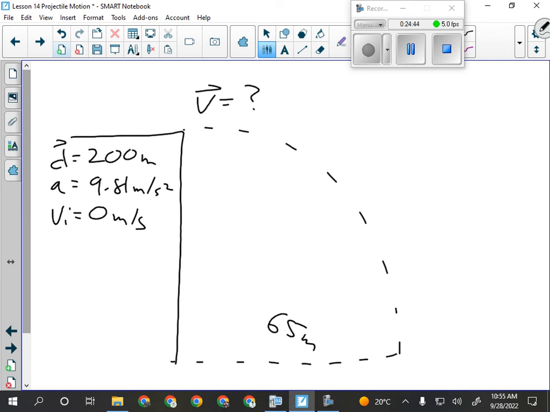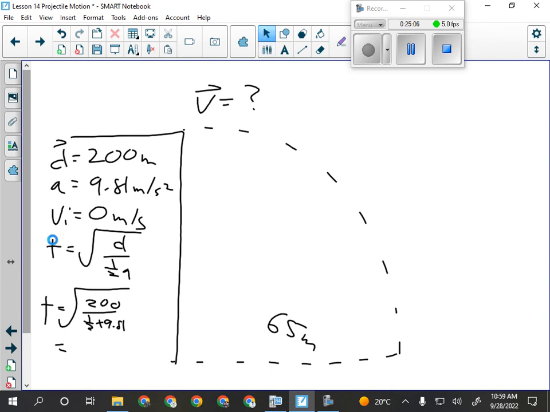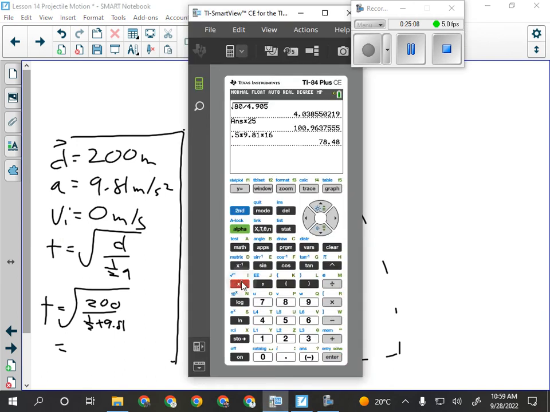I'll give you guys some time to try that one on your own. I have to use the vertical information to get time, which will be the square root of d over half of a. So that's going to mean 200 meters divided by 1/2 times 9.81, square rooted. So they're going to fall for 6.39 seconds.